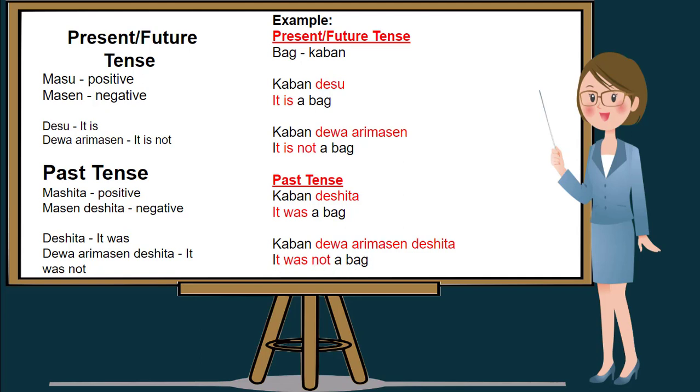Let's try to read the following sentences once again. Please repeat after me. Kaban deshita. Once again. Kaban deshita. In English, it means it was a bag. Now, let's read this second sentence. Please repeat after me. Kaban dewa arimasen deshita. Once again. Kaban dewa arimasen deshita. In English, it was not a bag.